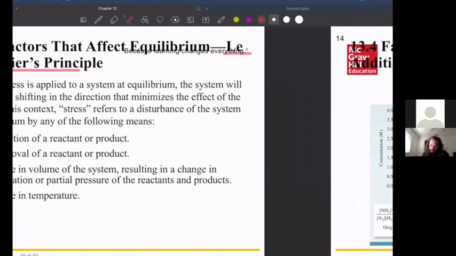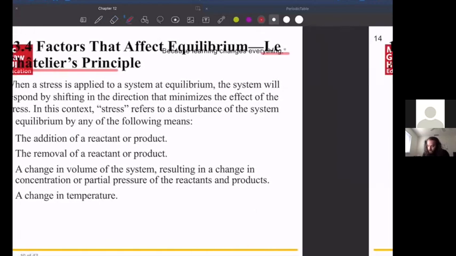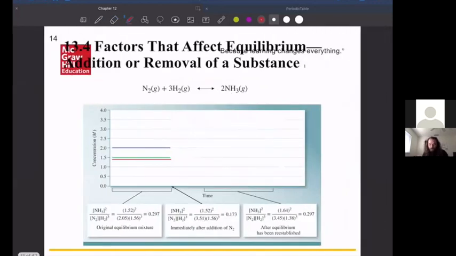So what do I mean by that? You can convince yourself of this using the expression as well, but let's just take a look at an example here. We have nitrogen gas plus hydrogen gas gives us ammonia. That's our reaction. So let's say that we've mixed nitrogen gas, hydrogen gas, and ammonia, and it's come to equilibrium.